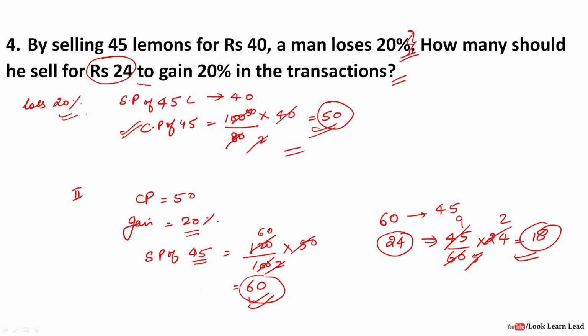So by using 60 rupees we can buy 45 lemons. So the question is, by using 24 rupees, how many lemons can he sell? That we can calculate by the chain rule. So this is the answer.